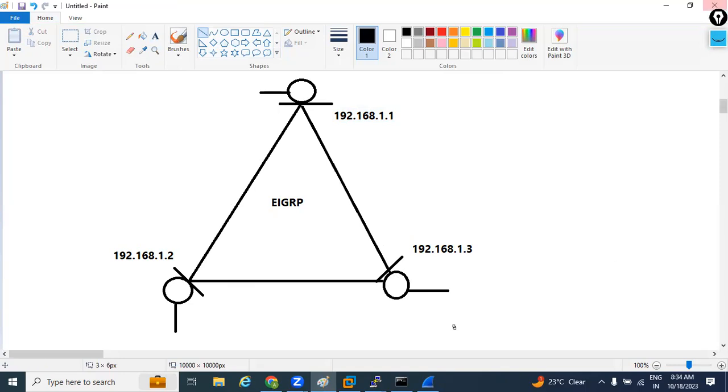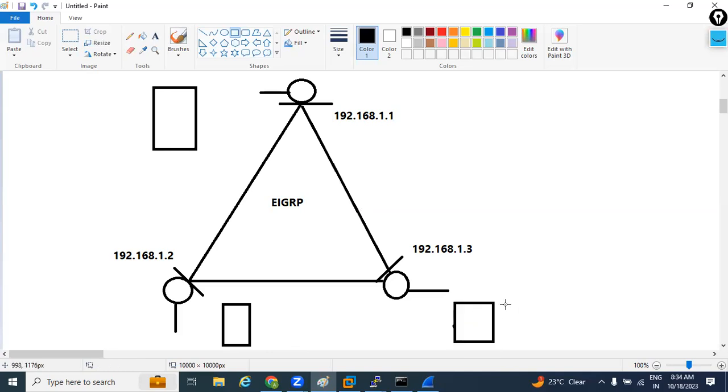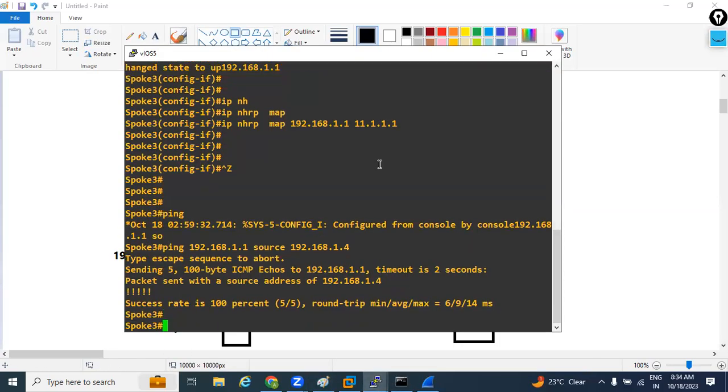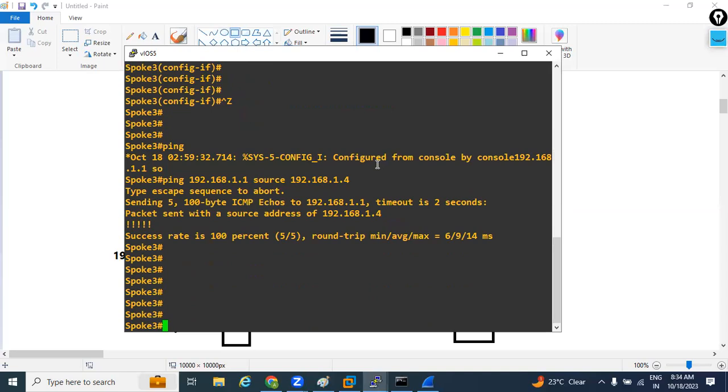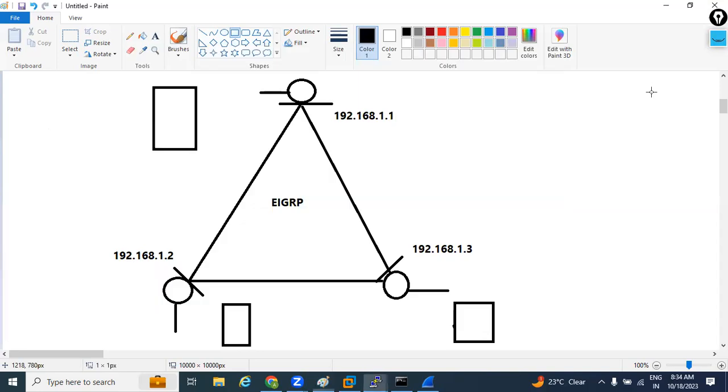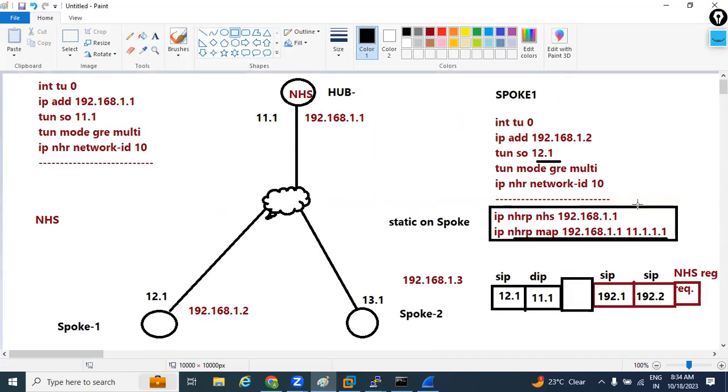Clear or not? Here you can see the NHRP tables are now getting updated automatically with the NHRP entries. Do you want to make any notes? I'll take you back here. Up to here, the configuration is the same. This is the static entry here, NHS and NHRP. So just note it.